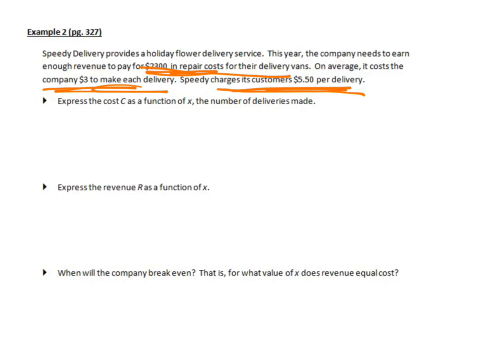Express the cost as a function of x, the number of deliveries made. Right, so we have a portion of this cost that depends on the number of deliveries made, and we know that that's $3. 3 times the number of deliveries will tell you the cost for all of those various deliveries. And then we also have a fixed cost. The company needs to pay off that $2,300 that's not dependent on the number of deliveries made. So there are two components to that cost.